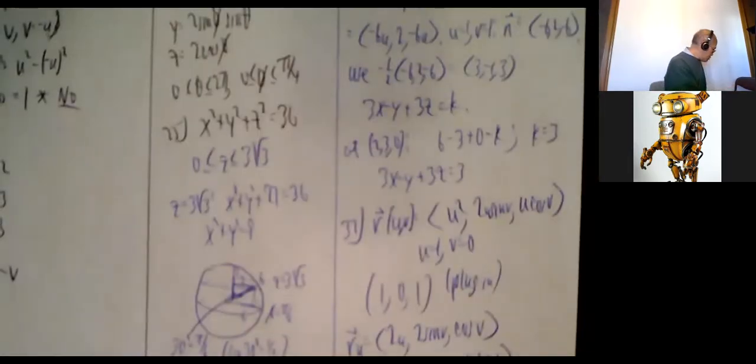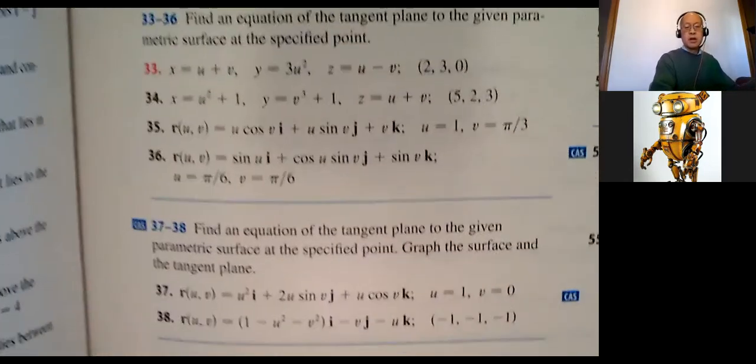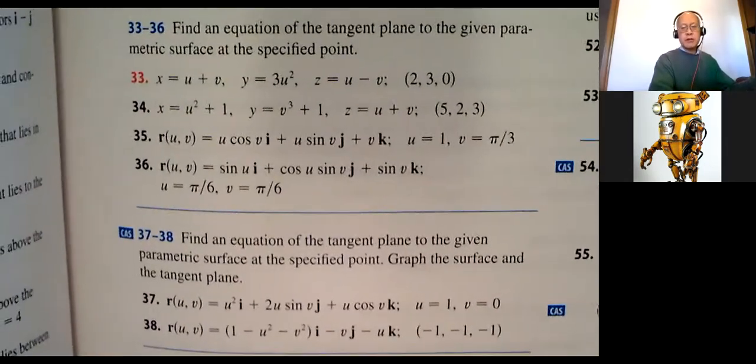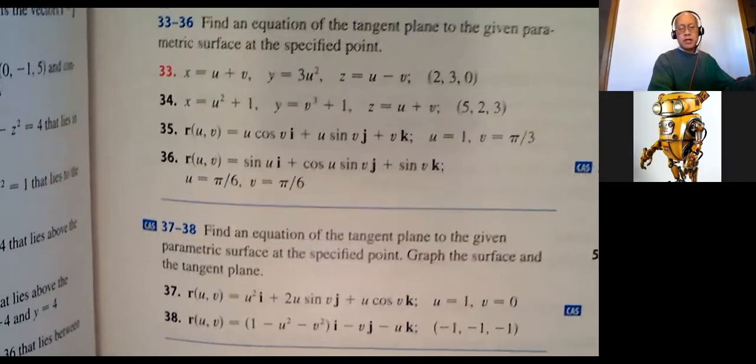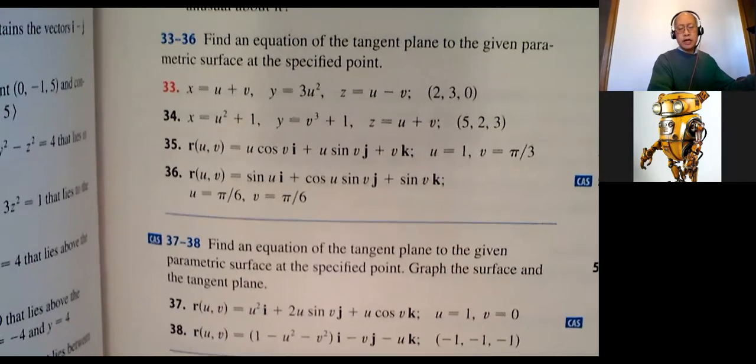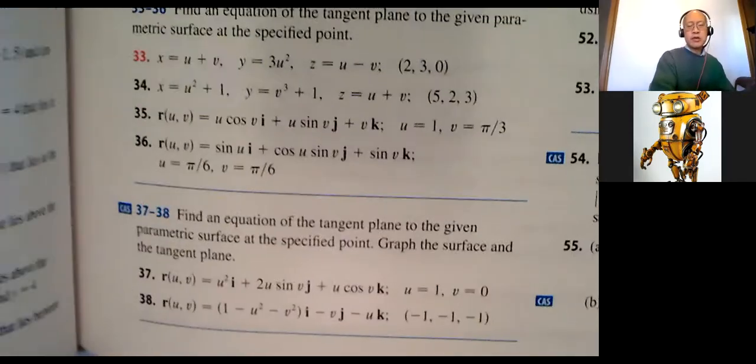Okay. Yeah, I was going to do another one for you, 37. Find the equation of the tangent plane to the given parametric surface. Never mind about graphing it, too difficult. 37, they give you the u and a v. So you plug in to find x, y, and z. Actually, it's easier that way.